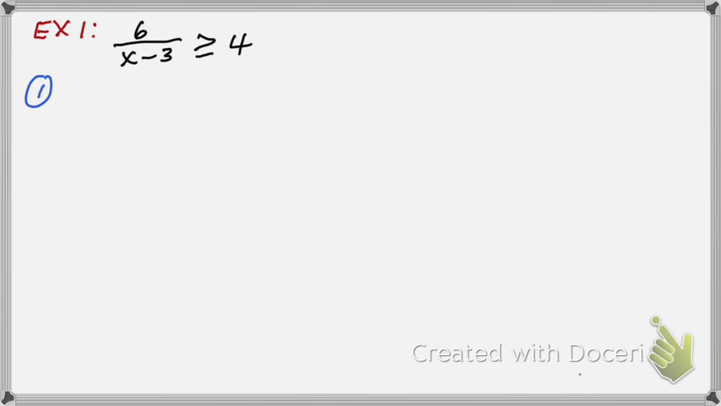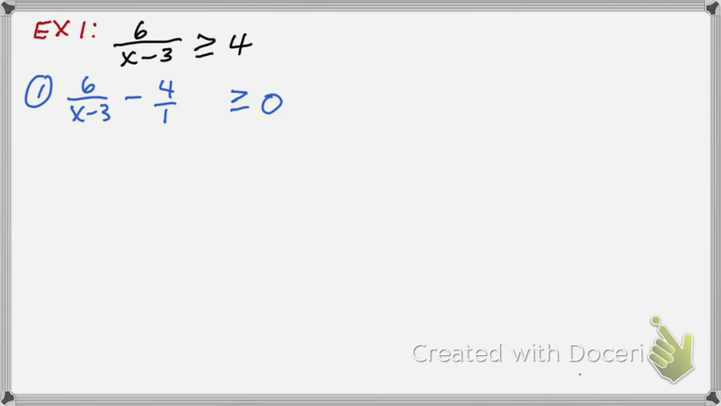So my first step is to subtract 4 from both sides. I'm going to write it 4 over 1 for a reason that will become obvious here in a second. And 0 on the right. So far I've got everything on the left-hand side and 0 on the right. But step 1 is saying, no, I want just one fraction on the left-hand side.